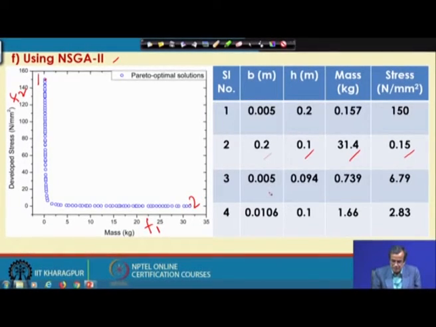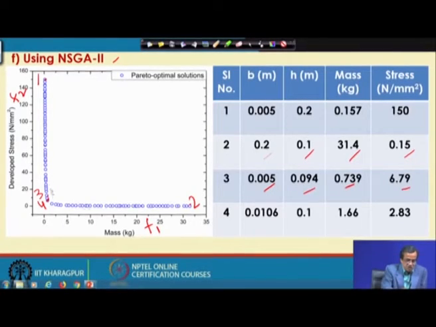Then comes solution 3, B is 0.005, H is 0.094, mass is 0.739 and the stress is 6.79. The 6.79 could be here, might be I am here. So, this is your point 3. Next comes solution 4, that is B is 0.0106, H is 0.1, mass is 1.66 and the stress is nothing but 2.83. So, stress is 2.83, might be here. So, this could be your point 4. Similarly, we have got other points.